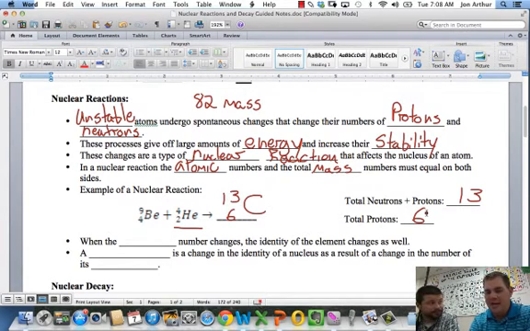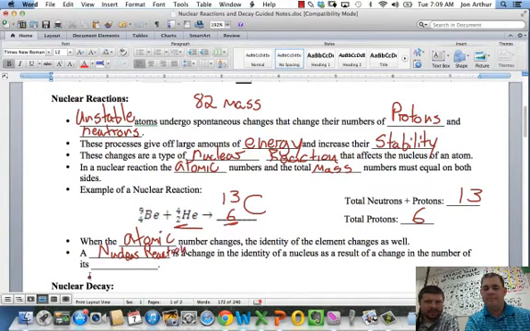So these types of reactions change the identity of that element. It's changing the number of protons. When it undergoes a decay, or in this case a reaction that took on an alpha particle, it's changing the identity of that element. When the atomic number changes, that changes the identity of the element. A nuclear reaction is a change in the identity of a nucleus as a result of a change in the number of its protons.